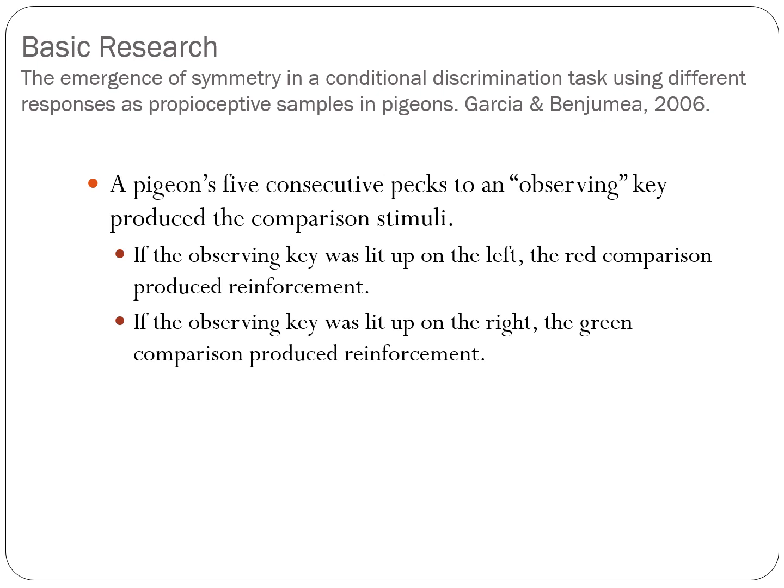In the study summarized here, the observing response itself was also an additional conditional discriminative stimulus. If the observing key was on the left, then pecking the red key was reinforced. If it was on the right, then the green key produced reinforcement. Bearing in mind, of course, that the position of the red and green keys did alternate.